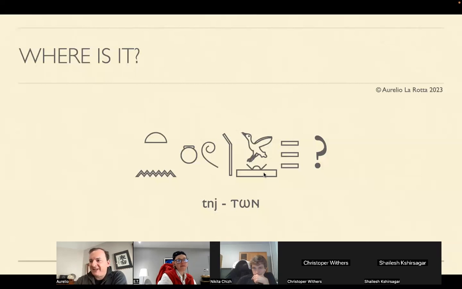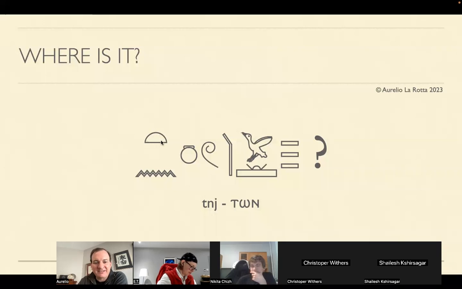Cool. Well, next, I wanted to go to something completely different, namely how to open the topic of adverbial sentences, talking about location, where to find something. The word for where in New Egyptian is teni. In Coptic, it becomes don.